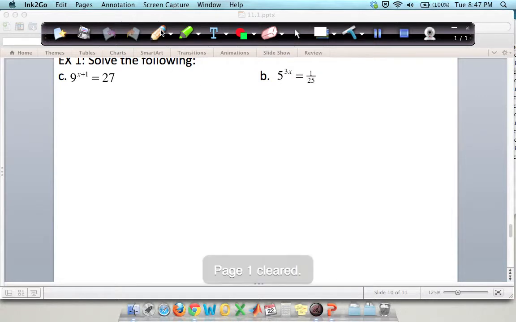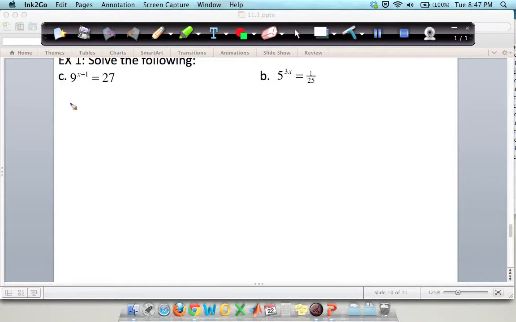Okay, so let's try this other one. 9 raised to x plus 1 equals 27. So you start with the smallest number, 9, and 27 cannot be written as 9 raised to a power. So in this case, you have to change both the 9 and the 27. And what they both have in common is 3.